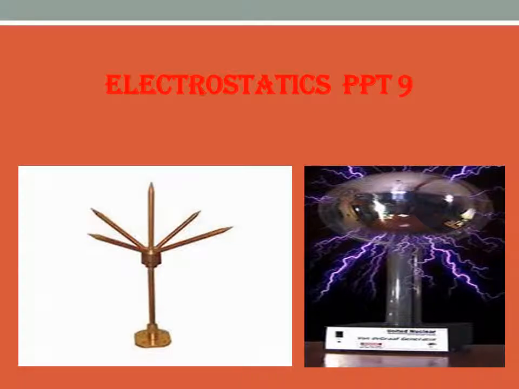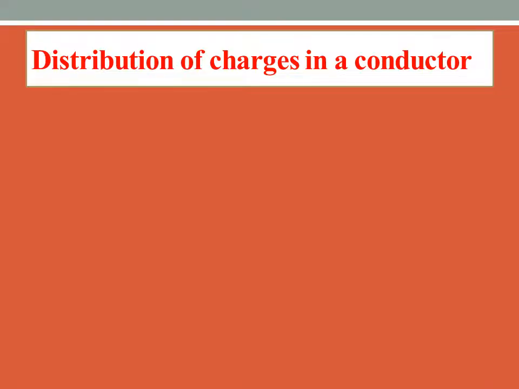In this presentation, we will be studying about lightning arresters and the Van de Graaff generator. In order to understand these two, we have to know how the charges are distributed in a conductor, and what we mean by action at points or corona discharge. The first one is distribution of charges in a conductor.